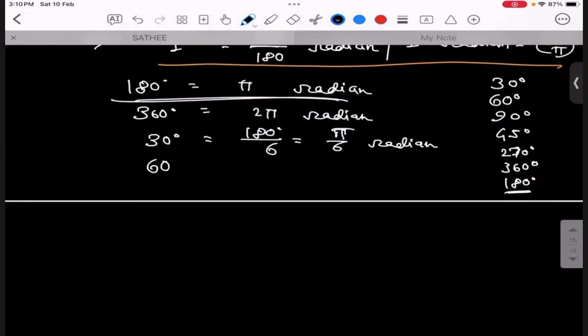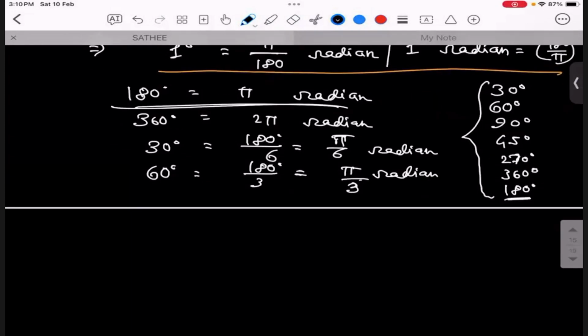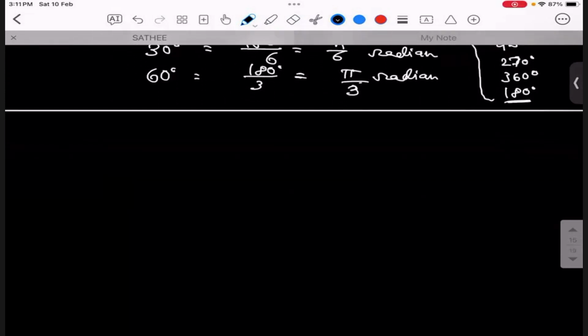Similarly, for 60 degree we take 180 degree divided by 3, that is pi radian by 3. Thus we can find the correspondence between these important degree measures and their radians. Okay. So now let us discuss a few examples.